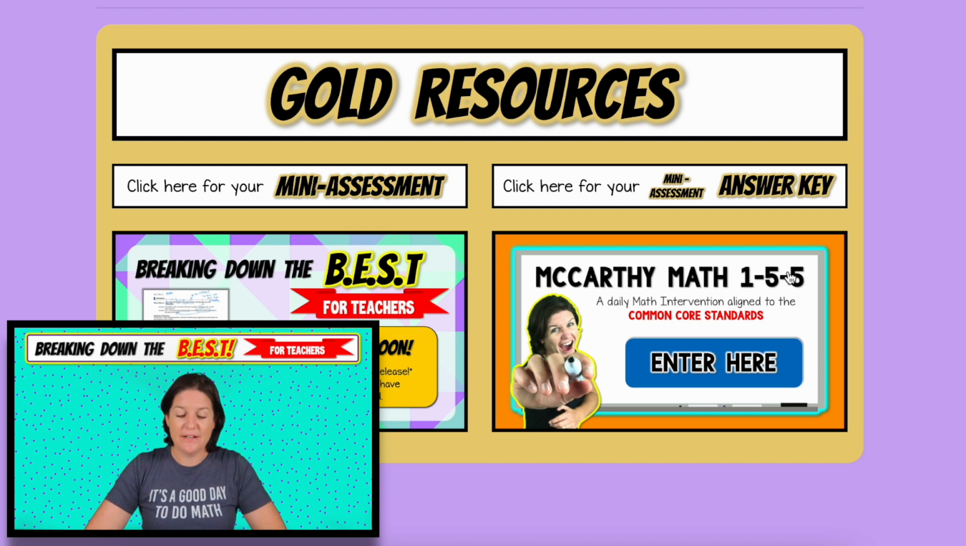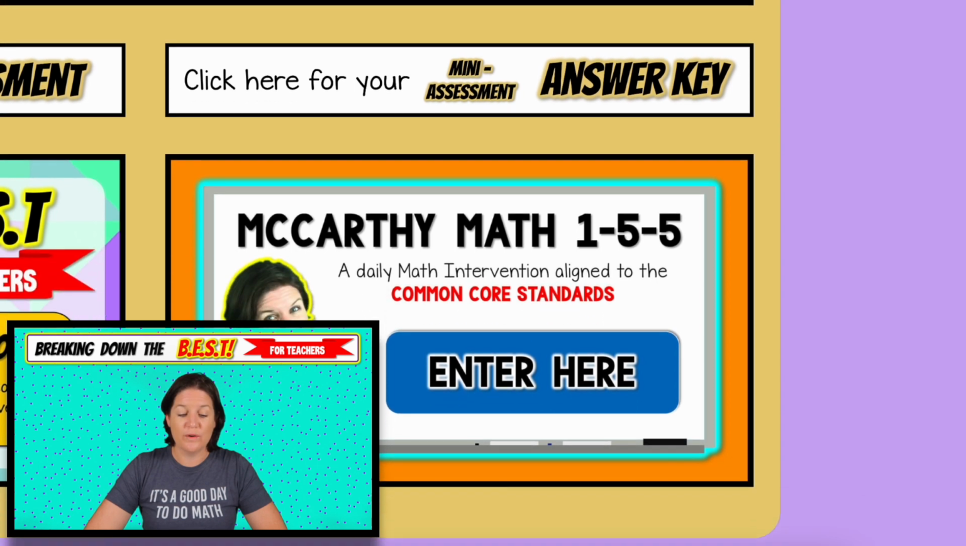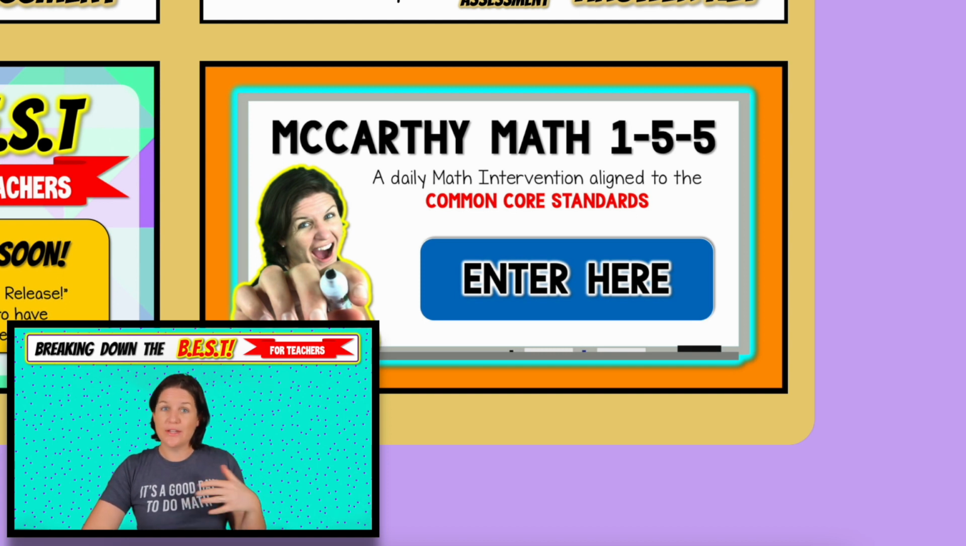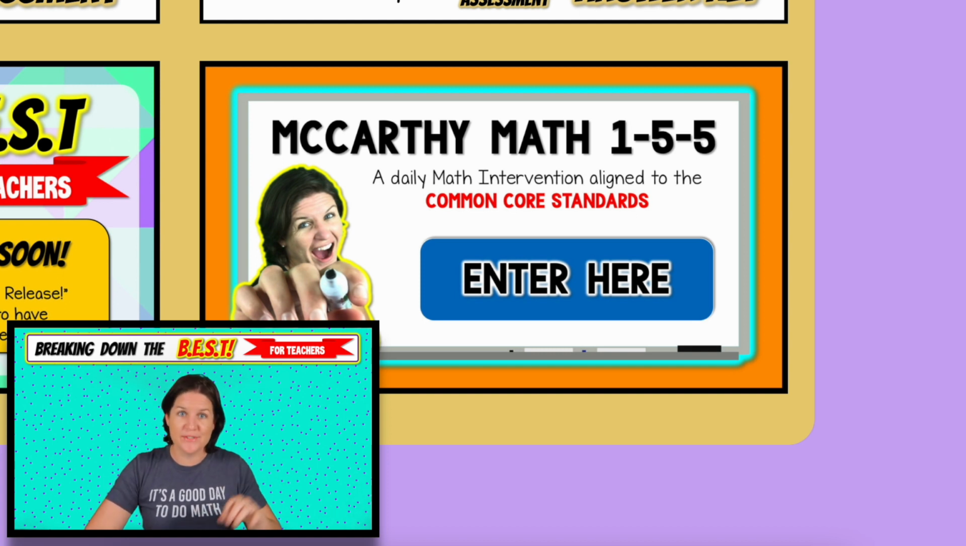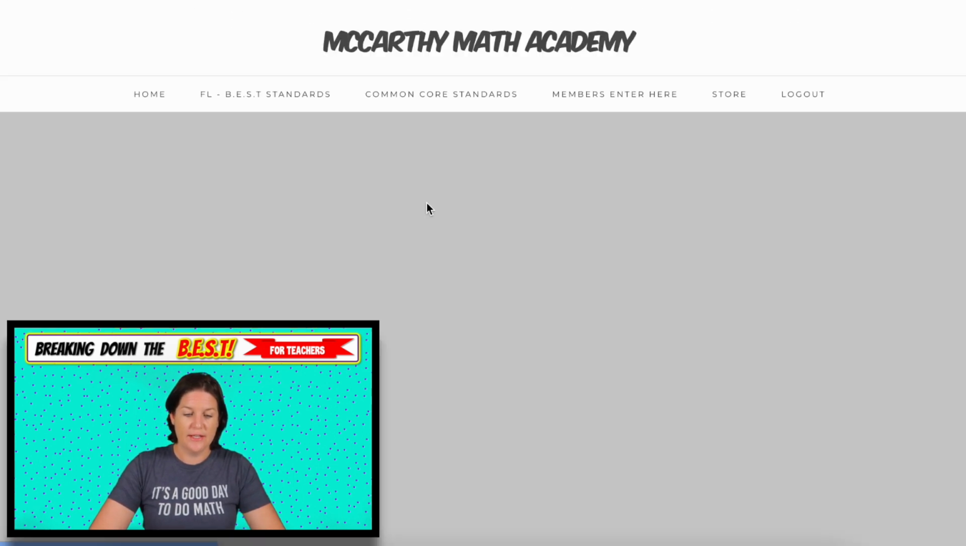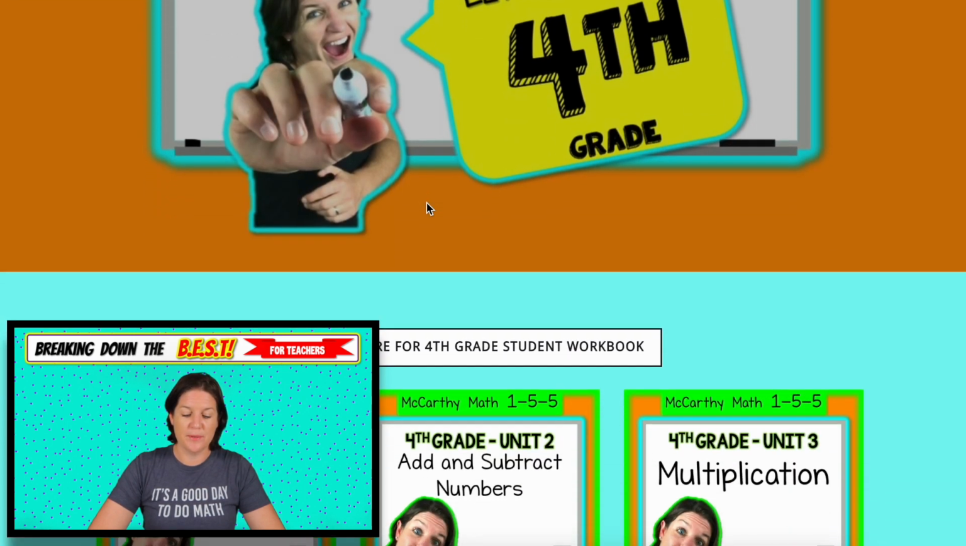However, the main highlight of having the gold plan is access to McCarthy Math 155, which is a daily math intervention that's aligned to the Common Core standards. I know it says Common Core, and I know that in Florida we are taking on the B.E.S.T standards. However, if you've had some experience with both sets of standards, you know that there are a lot of similarities. So click here, and the 155, that stands for 155 video lessons to help boost the confidence level of your students and help them to really get those skills under their belt.